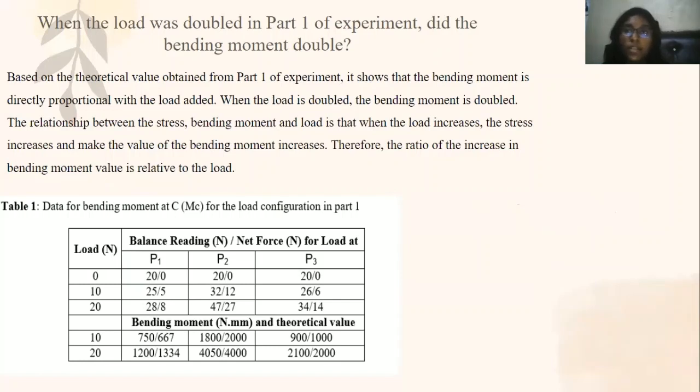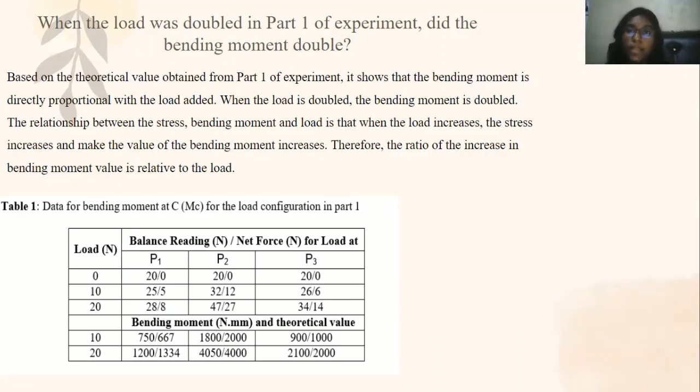As stated in the table for part 1, the experimental bending moment and the theoretical value are almost the same. When the load P1 equals 10 Newton is applied, the experimental bending moment is 750 Newton millimeter, while the theoretical bending moment is 667 Newton millimeter. When P1 increases to 20 Newton, the experimental bending moment and theoretical value are 1200 Newton millimeter and 1334 Newton millimeter respectively. When P2 and P3 are 10 Newton, the experimental bending moments are 1800 Newton millimeter and 900 Newton millimeter, while the theoretical values are 2000 Newton millimeter and 1000 Newton millimeter.